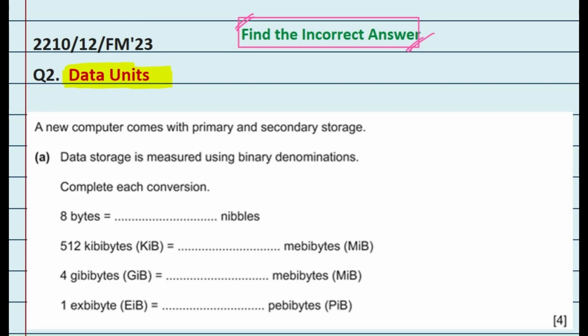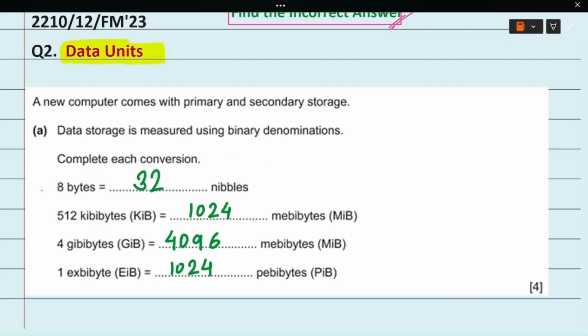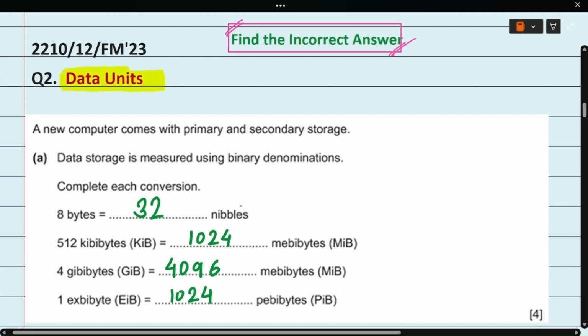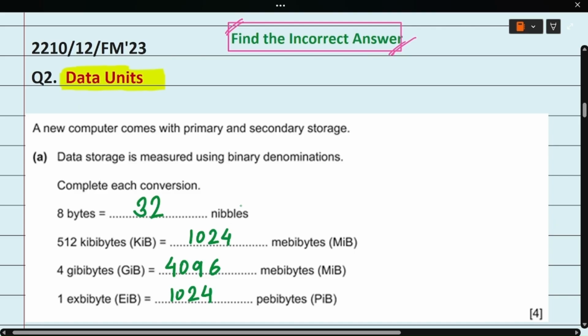The first conversion, let's see the answer. 8 bytes equals 32 nibbles. We need to find the incorrect answer. Incorrect answers, let's see, because here we have 4 answers. So is the first option correct?